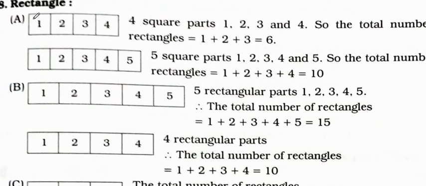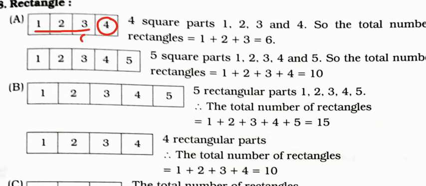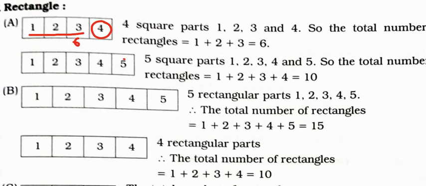Now see, 1 2 3 4 parts are there. Okay, now here what you have to do? 4 minus 1. What do you have to do? 4 minus 1. Leave out the 4. 1 plus 2 plus 3, that is 6 rectangles. There are 6 rectangles. Now see here 1 2 3 4 5. So leave out the 5, remove this 5. 1 plus 2 plus 3 plus 4, that is 10.